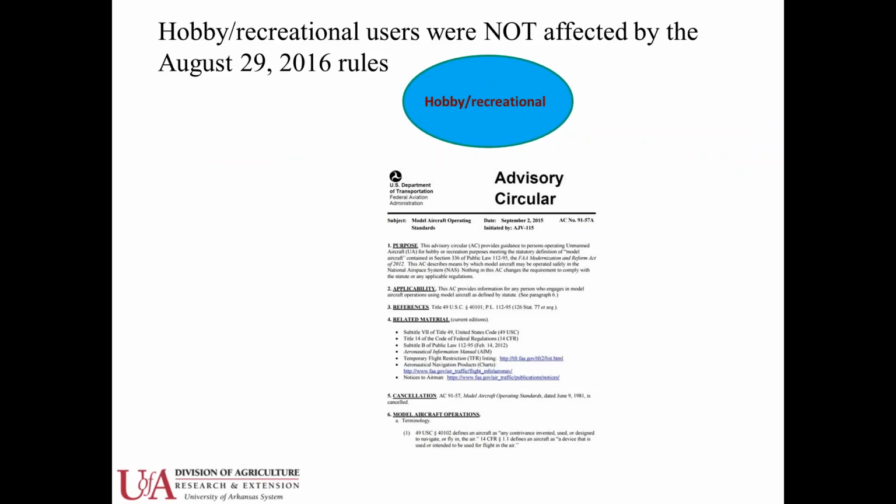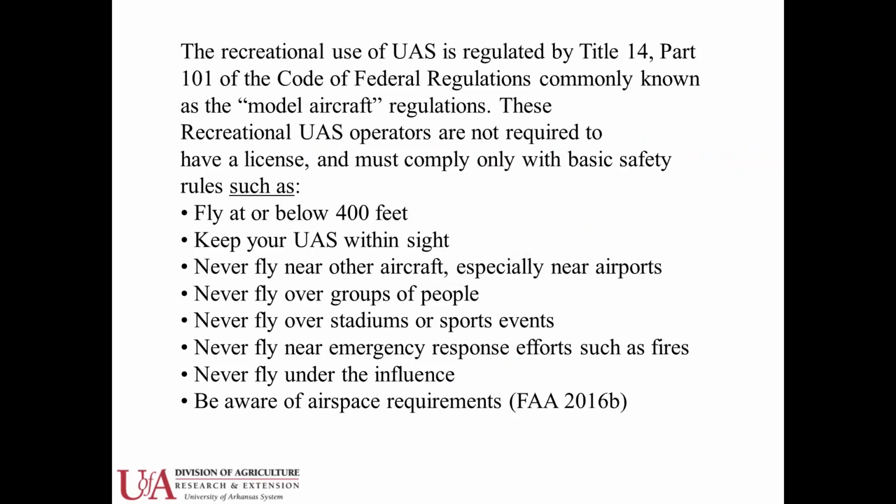In fact, the permanent rules have no effect on recreational users. Recreational users follow the model aircraft regulations and are not required to have a license, but must comply with several basic safety rules, including flying below 400 feet, flying within line of sight, no flights near airports or groups of people, never over stadiums, etc.